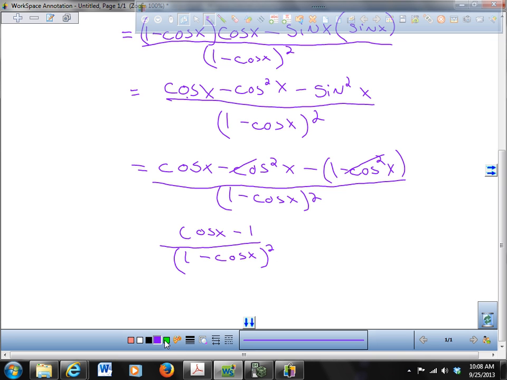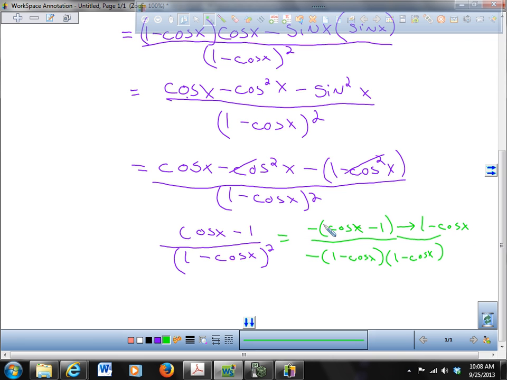Like what they might do in the book, they might say this is equal to negative cosine of x minus 1 over negative, 1 minus cosine of x times 1 minus cosine of x, because all I did is multiply the top and bottom by -1. What that lets me do is change this into 1 minus cosine of x.